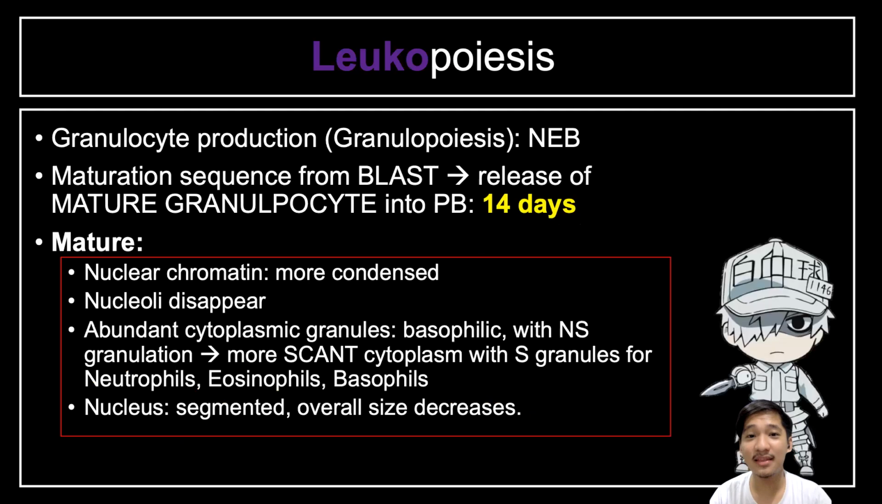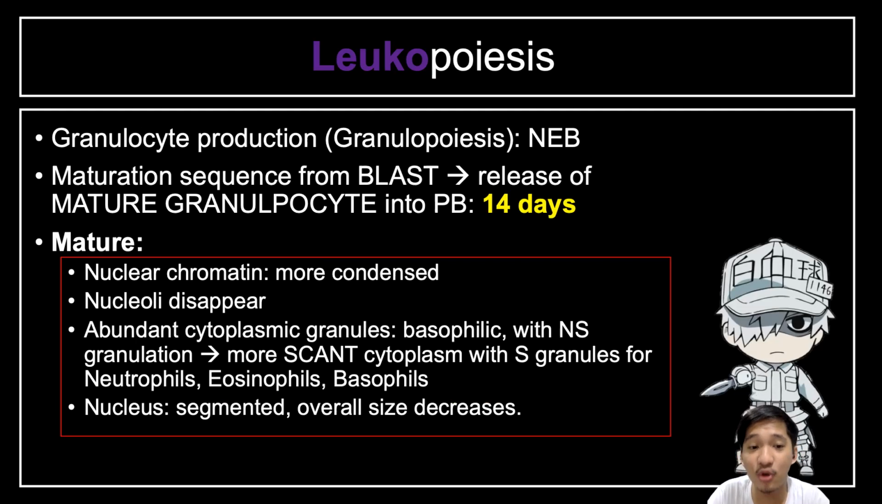So next would be the leukopoiesis. We will first discuss the granulopoiesis, in which we have the granulocyte production. We have the neutrophil, the eosinophil, and the basophil. So usually the maturation sequence from the blast to the mature granulocyte in the peripheral blood would take approximately 14 days. So it is very important for us to know the characteristics of a mature granulocyte.